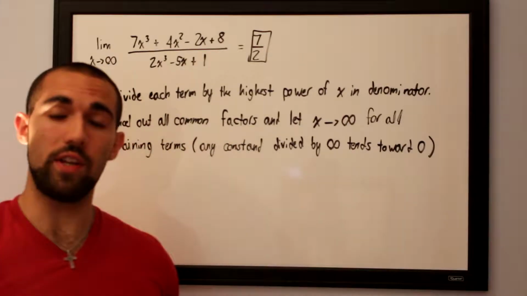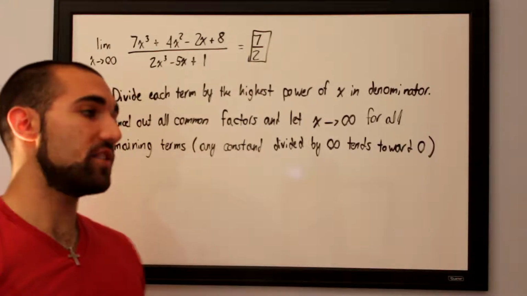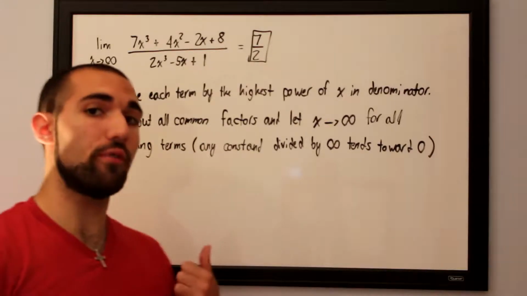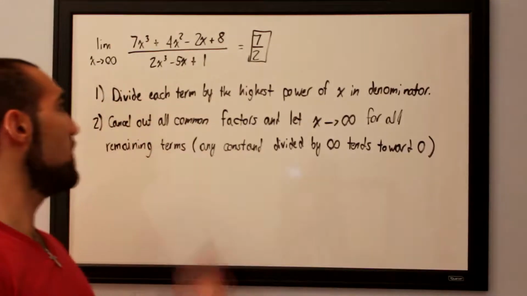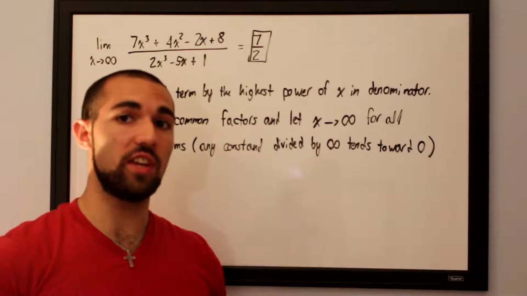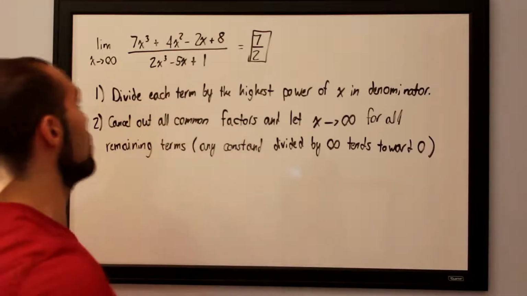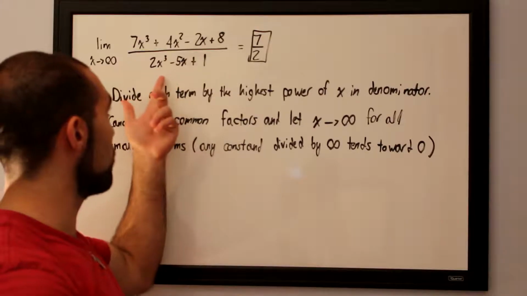So these are the steps that you're going to need to follow in order to evaluate these limits involving infinity. As x grows larger and larger and larger, the first thing that you want to do for these functions is divide each term in the function by the highest power of x in the denominator. So in this case, we would be dividing everything by x to the third, because we have a 2x to the third term right over here.